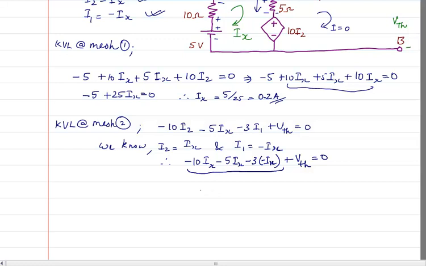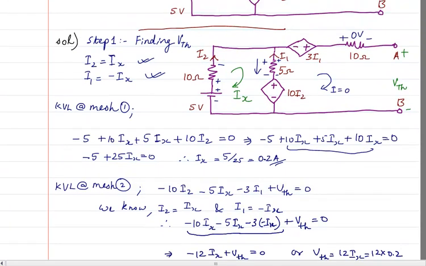So therefore I can write this is going to be equal to minus 12 Ix plus VTH is equal to 0, or VTH is equal to 12 times Ix, and we know that Ix is 0.2, so this is 12 into 0.2. Therefore VTH is going to be equal to 2.4 volt. That is the VTH value. Okay. Have I made any mistake? No.